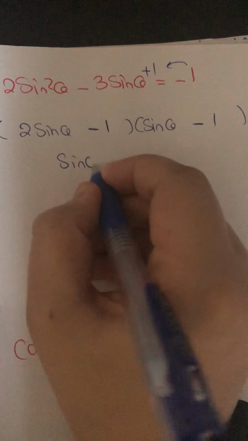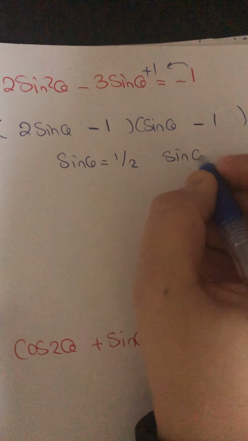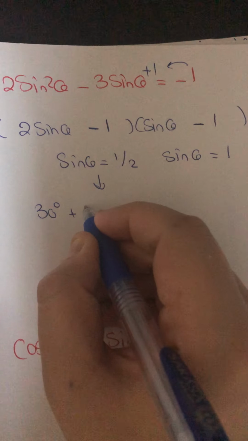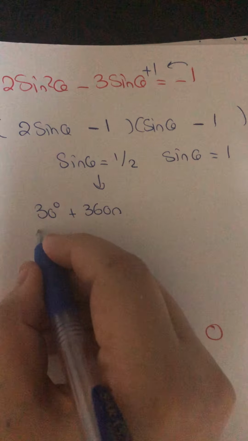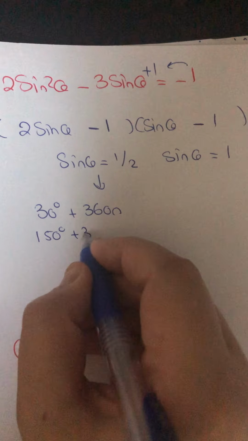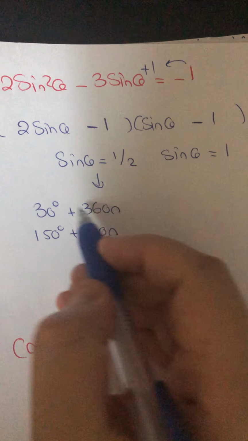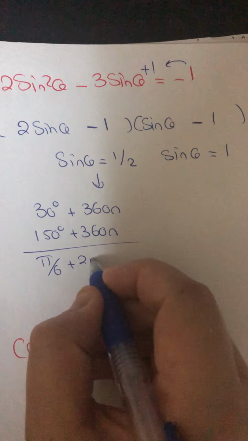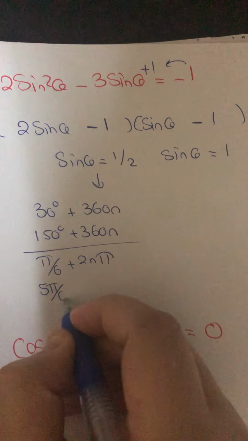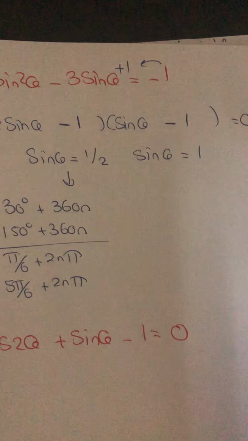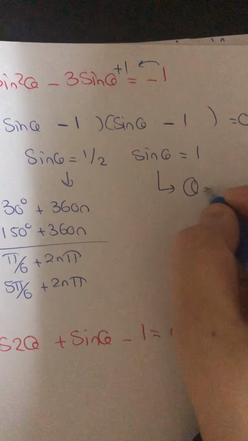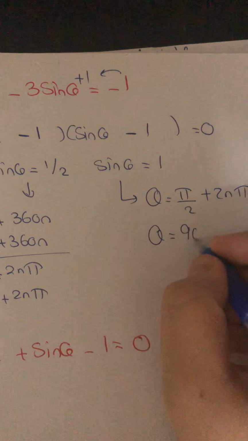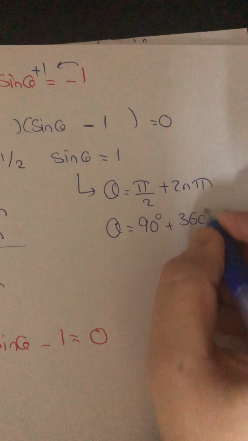Either sine theta equals half or sine theta equals 1. Sine theta equals half at 30 degrees plus 360n, or at 150 degrees plus 360n, because it's not plus and minus, it happens twice only. Or you can write the answers at pi over 6 plus 2n pi, or 5 pi over 6 plus 2n pi. Sine theta is equal to 1 once only at pi over 2 plus 2n pi, or you can write it as 90 degrees plus 360 degrees.